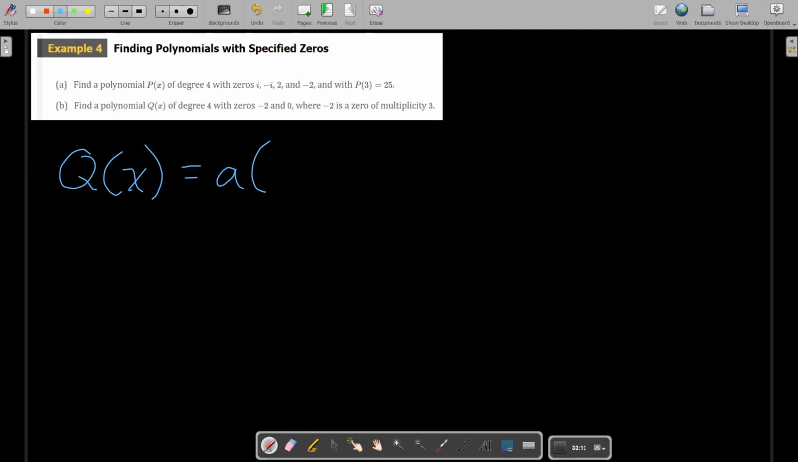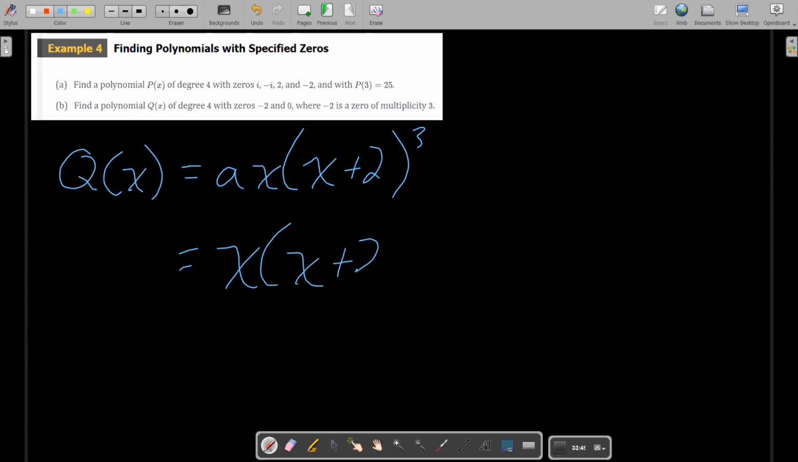So I'm going to put the x right here with the A. And then at -2, it's going to be an x plus 2. And -2 is a zero of multiplicity 3, so that means I'm going to put that 3, so it's going to be cubed. Hopefully that's not too difficult. We're not given any information regarding this particular polynomial to evaluate it at, so we can simply stop here. So this is a lot easier, isn't it?